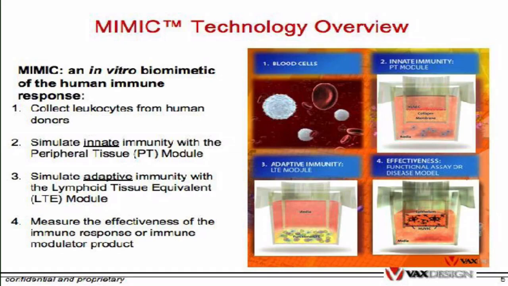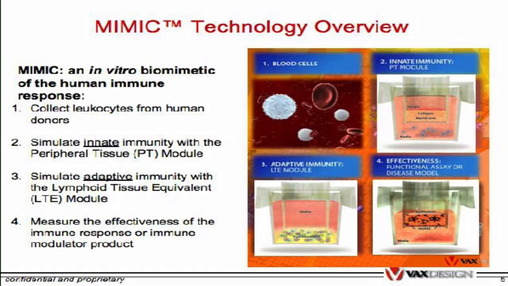Certainly, simulating the innate immunity with a peripheral tissue module, we have a particular construct that I'll describe in a little bit that looks at innate immunity and certainly adaptive immunity, what happens in a lymph node where you have B and T cell lymphocytes, and how those cells interact with antigen processing cells, and then, of course, functional tests, as I mentioned. So one of the nice things about our system is we use primary cells. We don't use cell lines.